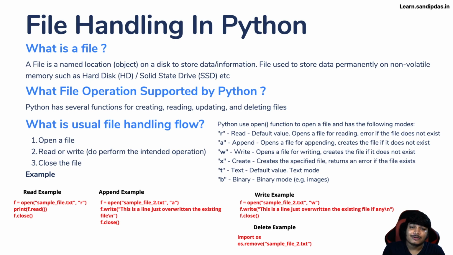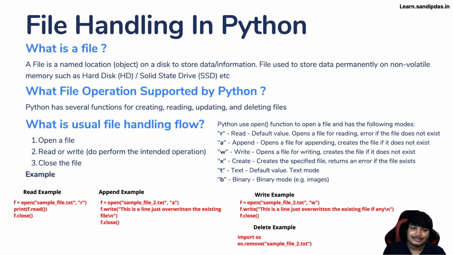So Python has several functions for creating, reading, updating and deleting files. So it supports all the operations. So what is the flow of handling a file? Python will open the file, then we'll do a read operation or write operation as intended, and then we'll close the file.